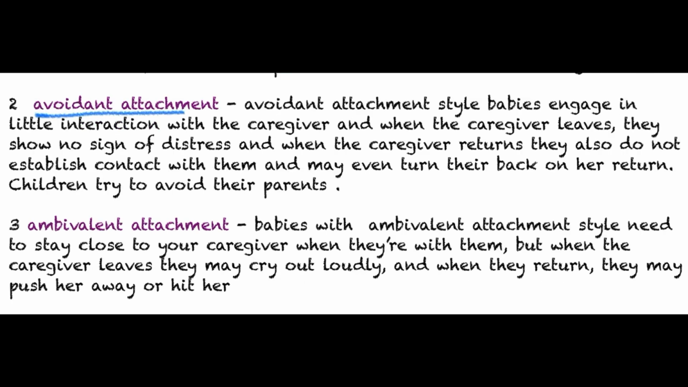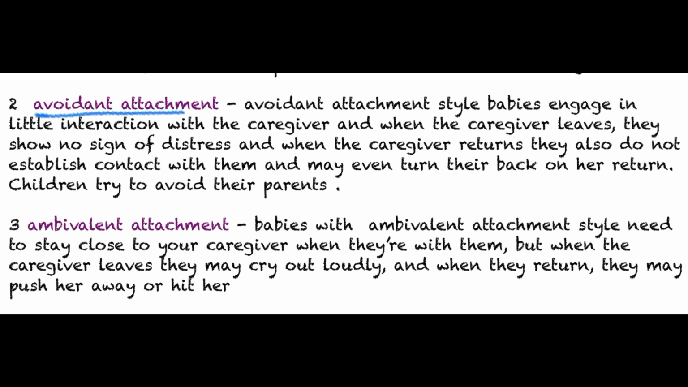The second style of attachment is the avoidant attachment style. The avoidant attachment style babies engage in little interaction with the caregiver, and when the caregiver leaves, they show no sign of distress, and when the caregiver returns, they also do not establish contact with them and may even turn their back on her return.